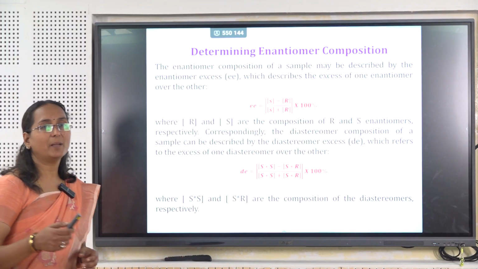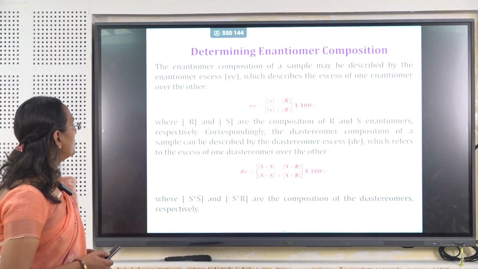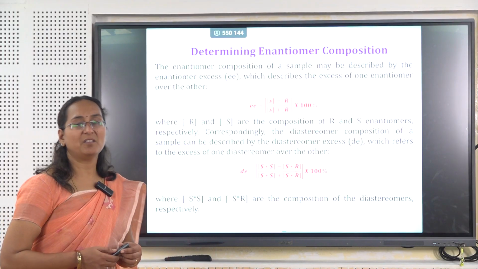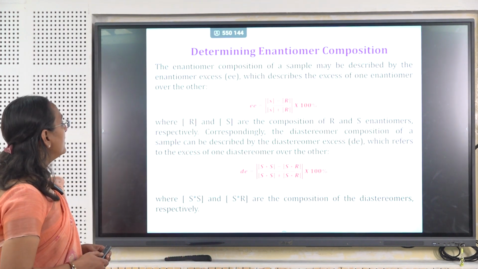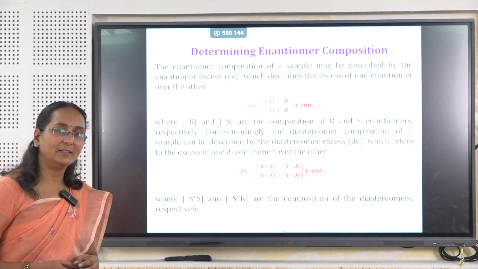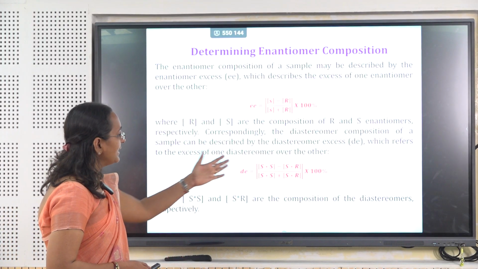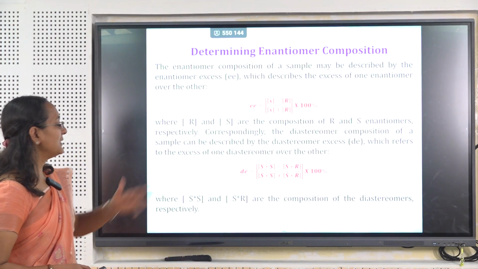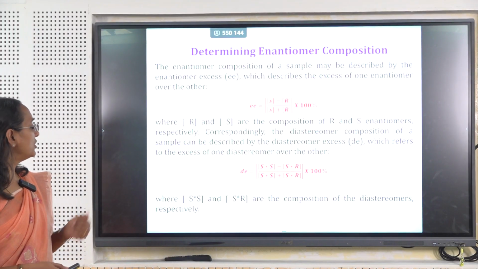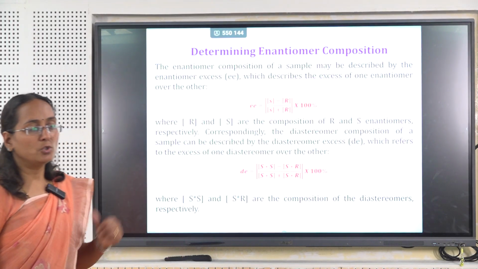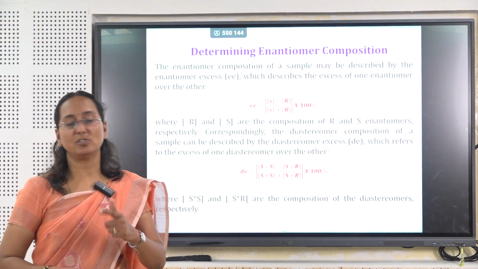Correspondingly, if we have to calculate the diastereomeric excess, we have to look at the diastereomer composition of a sample, which can be determined by the diastereomeric excess, denoted by DE. It refers to the excess of one diastereomer over the other, and can be calculated with this formula: DE equals (S*S minus S*R) upon (S*S plus S*R) into 100%, where S*S and S*R are the compositions of the diastereomers respectively. So in this way, by these formulas we can calculate the enantiomeric excess and diastereomeric excess.